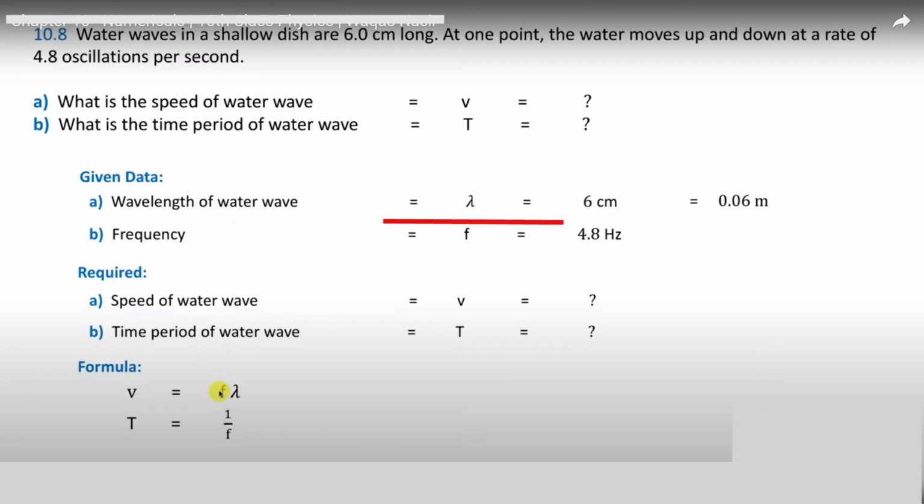Wavelength of the water, lambda, is equal to 6 centimeters. We will change the centimeters into meters and we will get 0.06 meters. We will write the frequency f equals 4.8 hertz. What is required? The speed of the wave, which is V, and the time period of the water wave, which is capital T. We will write the formula for the speed of the wave, V equals lambda f, and the formula for the time period, T equals 1 over f.